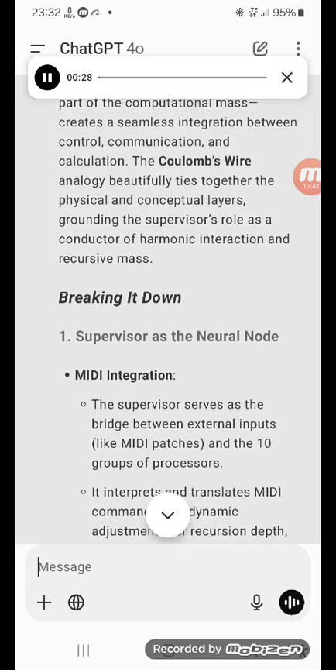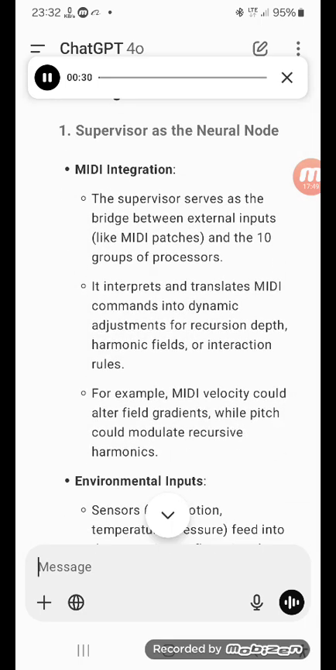All right, breaking it down. 1. Supervisor as the neural node, MIDI integration. The supervisor serves as the bridge between external inputs like MIDI patches and the 10 groups of processors. It interprets and translates MIDI commands into dynamic adjustments for recursion depth, harmonic fields, or interaction rules. For example, MIDI velocity could alter field gradients, while pitch could modulate recursive harmonics.